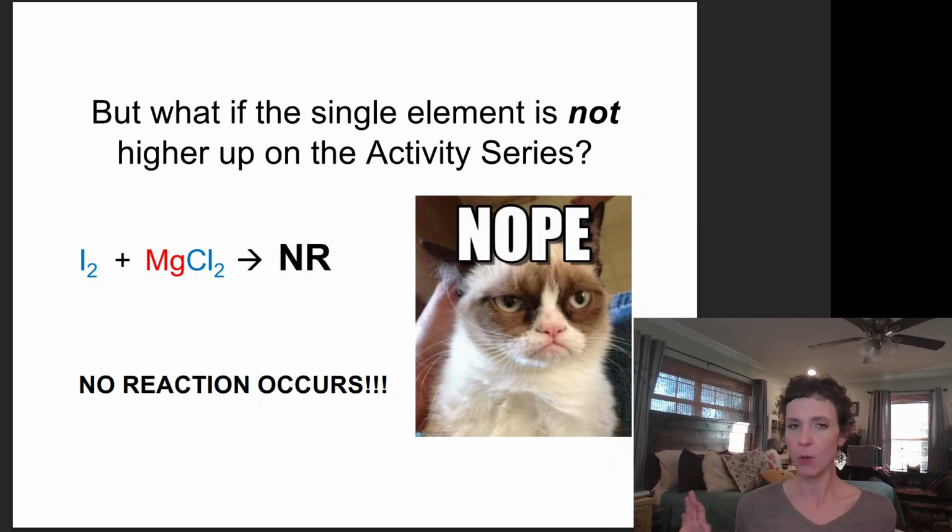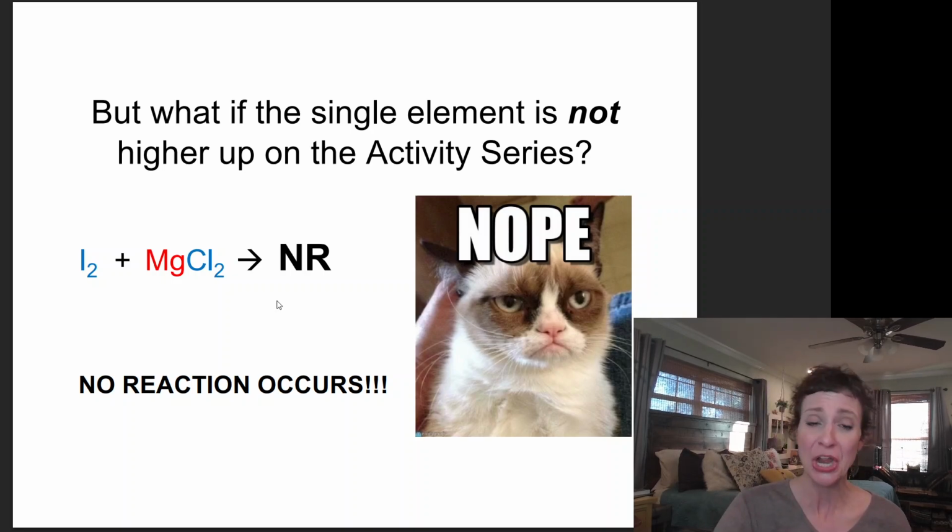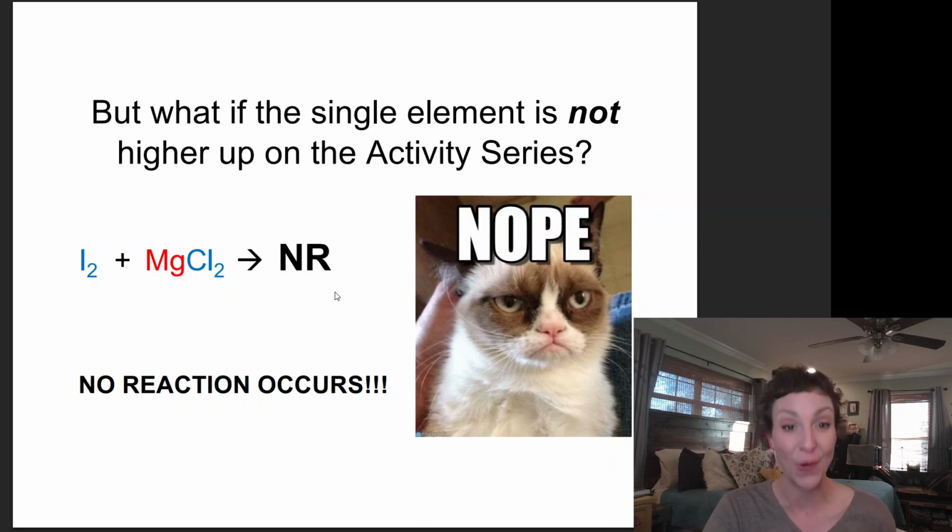Okay, so here's a question. What if the single element is not higher up on the activity series? What if that single element trying to come in is not quite as pretty or attractive as the element that is currently in the compound? So here's an example of a nonmetal attempting to displace the other nonmetal in a compound. The only thing is that poor iodine, he is not as active or attractive as the chlorine is. So if you want to think about it this way, magnesium is like, I already have the more attractive partner. No, thank you, I do not want to be in a relationship with you, which is really harsh. But then that's when I would write this NR, the no reaction.